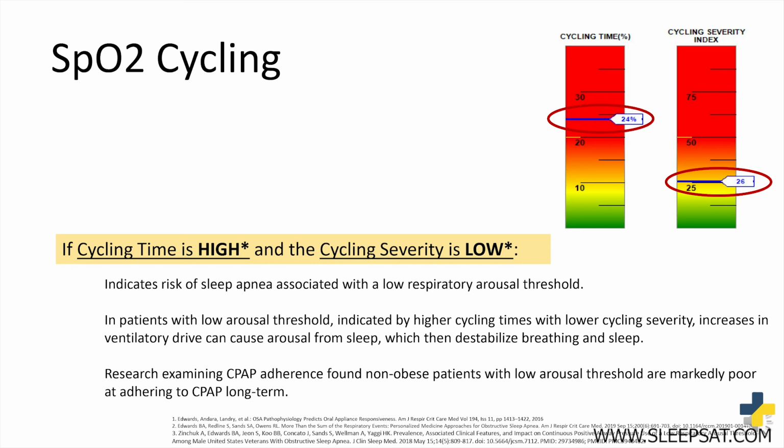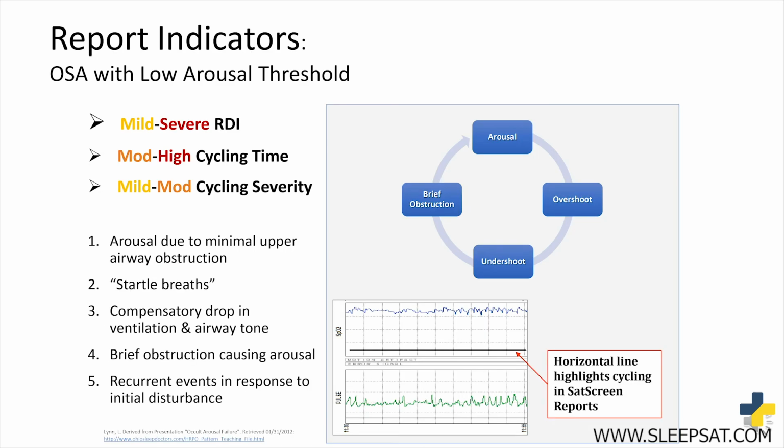Research examining CPAP adherence found non-obese patients with low arousal threshold are markedly poorer at adhering to CPAP long-term. In this case, an arousal due to minimal upper airway obstruction leads to startled breaths, resulting in compensatory drop in ventilation and airway tone, creating a brief obstruction causing arousal, leading to recurrent events.